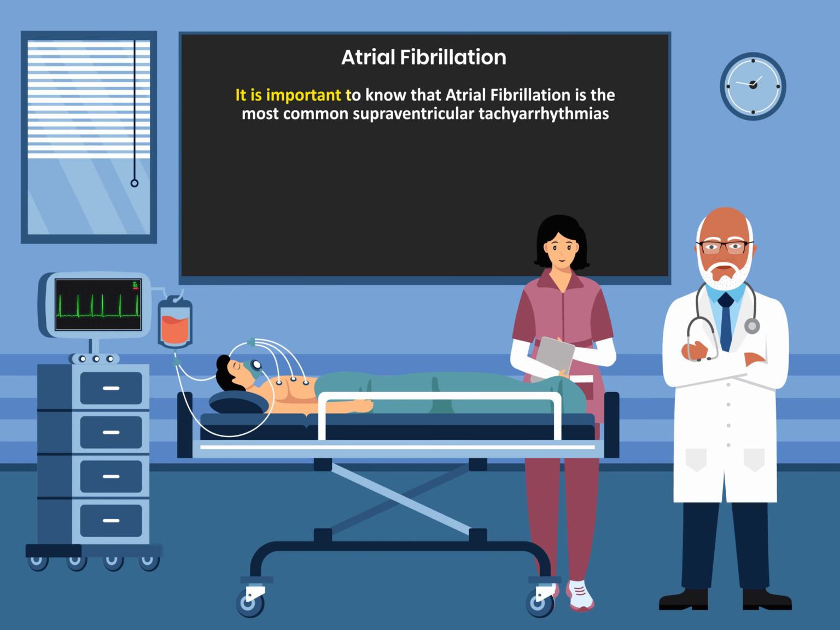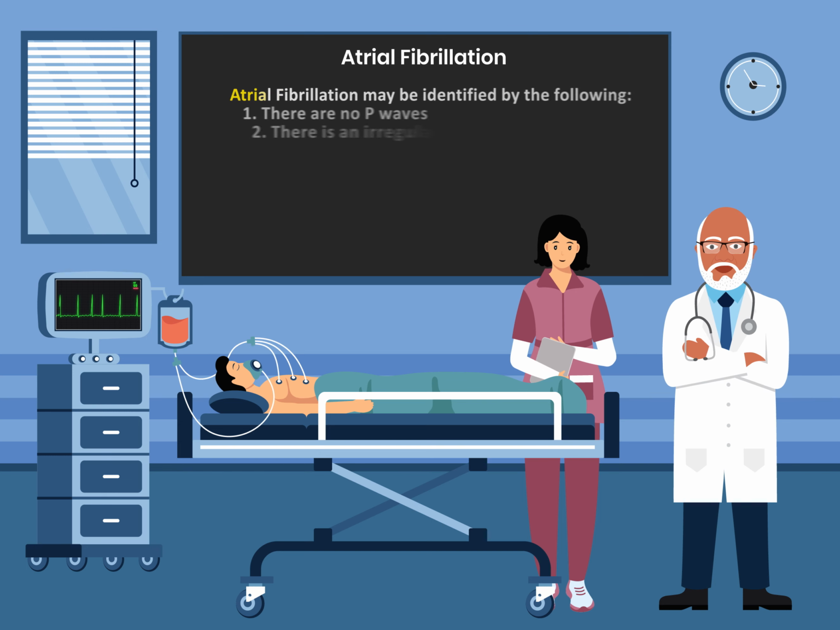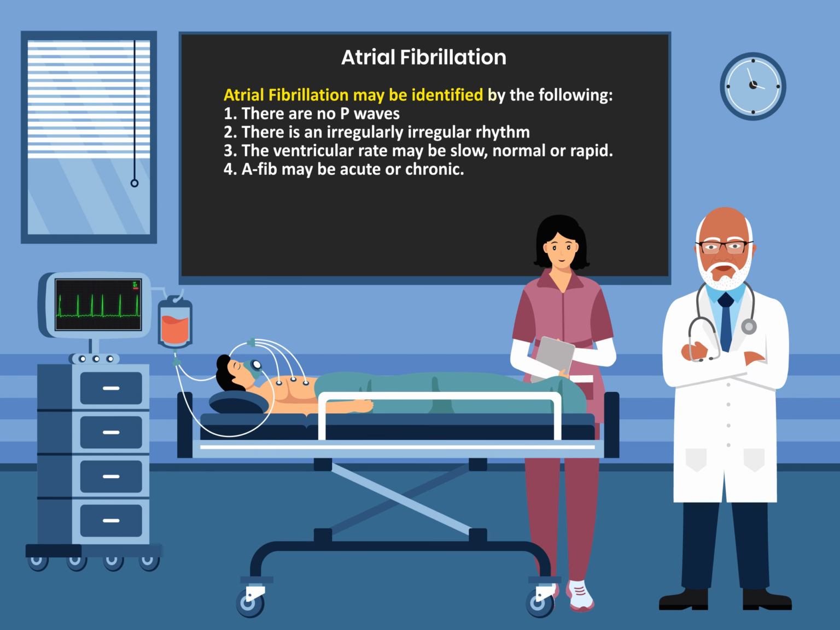It is important to know that atrial fibrillation is the most common supraventricular tachyarrhythmia. Atrial fibrillation may be identified by the following. Number 1, there are no P waves. Number 2, there is an irregular rhythm. Number 3, the ventricular rate may be slow, normal, or rapid. And number 4, AFib may be acute or chronic.